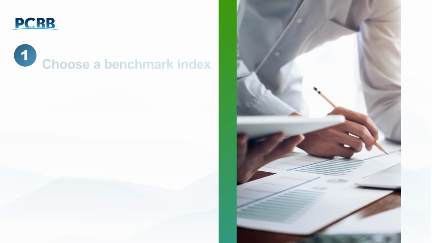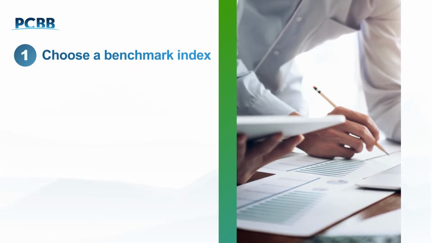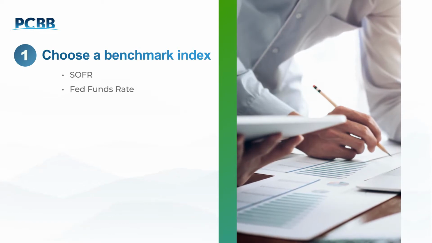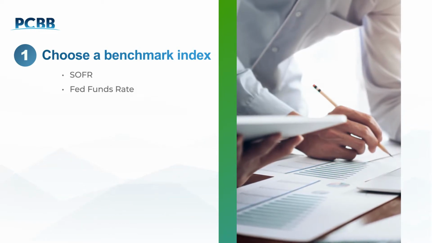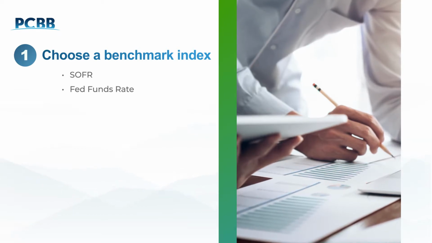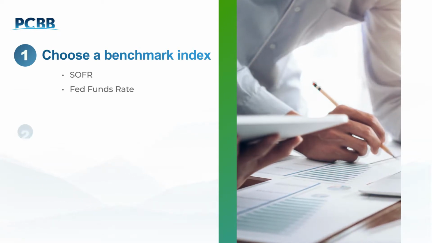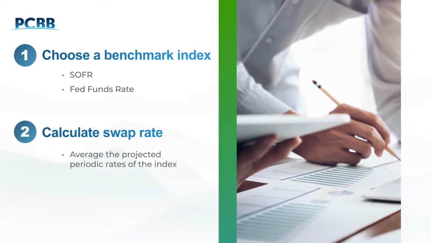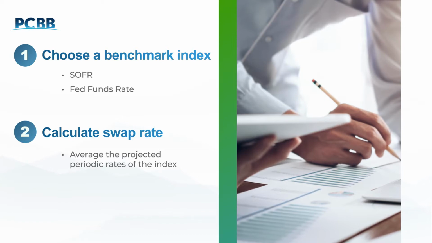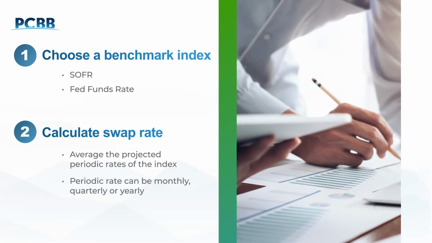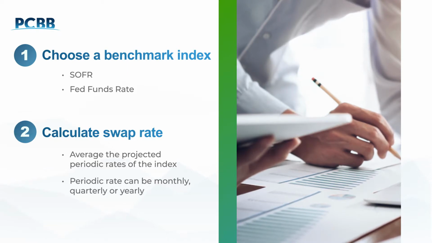First, a benchmark index is chosen from several options to use for the life of the swap. SOFR and the federal funds rate are the most common indices used for swaps. Prime is not an active market for a swap and therefore is not cost-effective for your borrower. The swap rate is calculated by averaging the projected periodic rates of the index. The periodic rate used can be monthly, quarterly, or yearly for the chosen index.